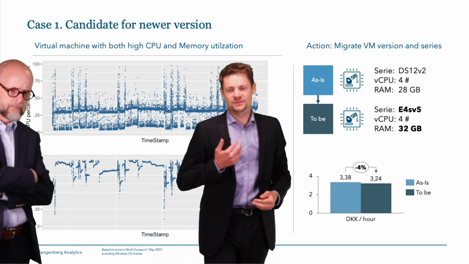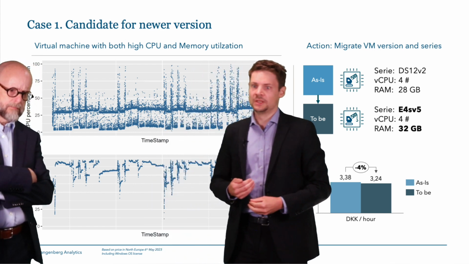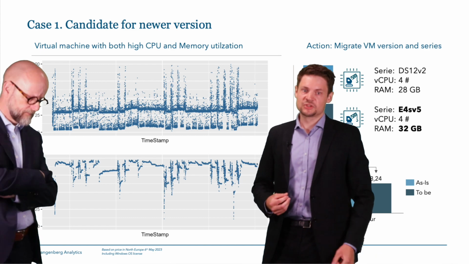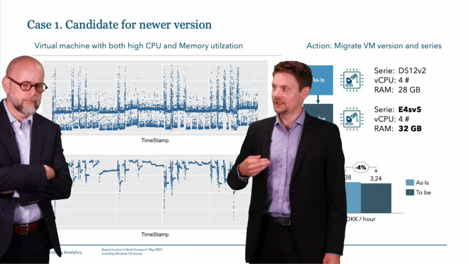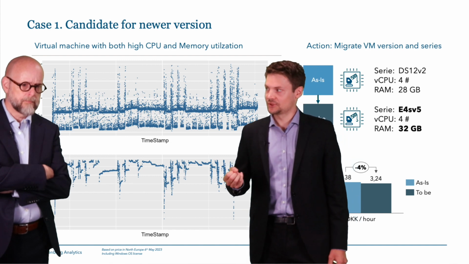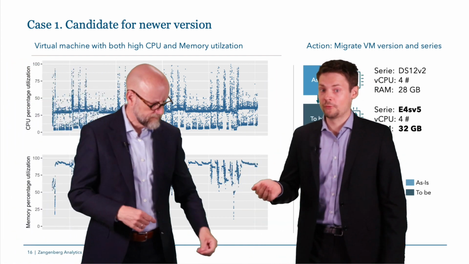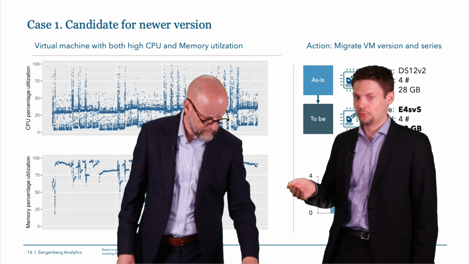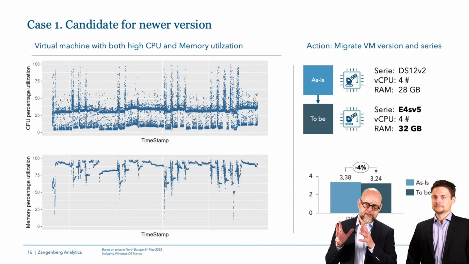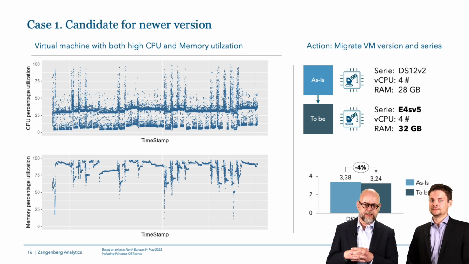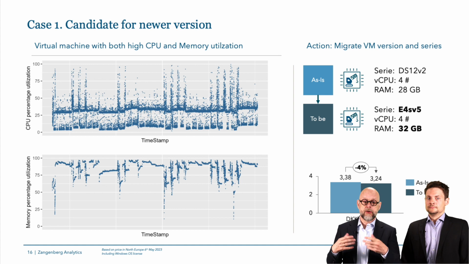Then, of course, there's this internal evaluation: the man hours it takes to move the application. Is it worth it? Well, it's up to each virtual machine. So that is case number one. A newer version will give higher CPU performance and a bit more memory. So this is an example. Yeah, so this is basically an example where you'll get a smaller saving, but you'll get a newer machine.